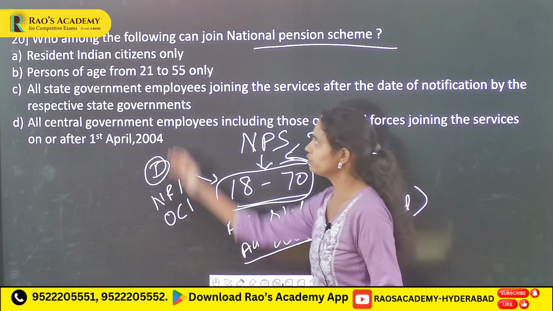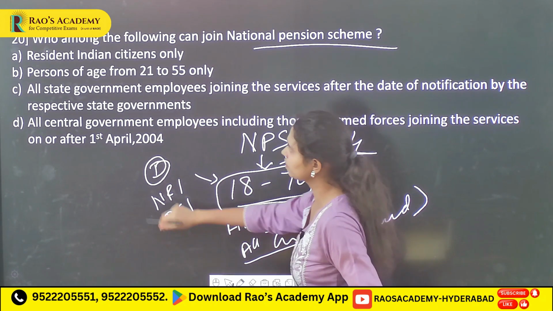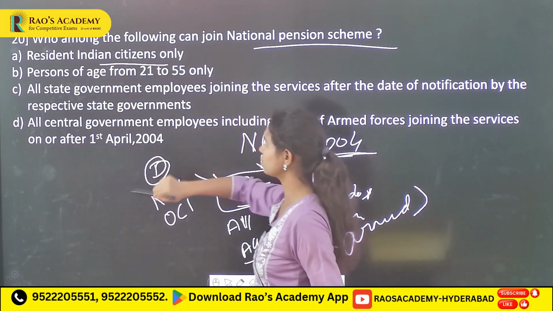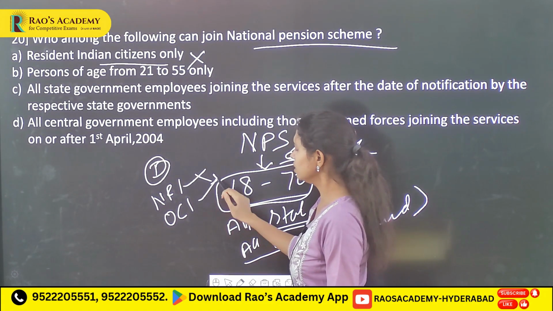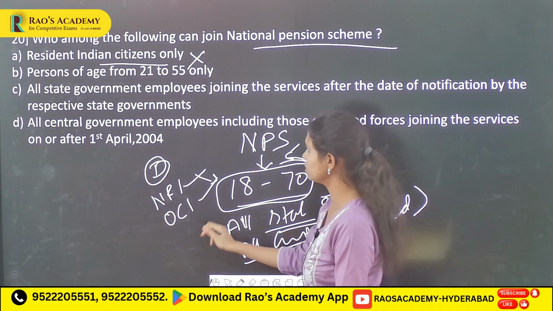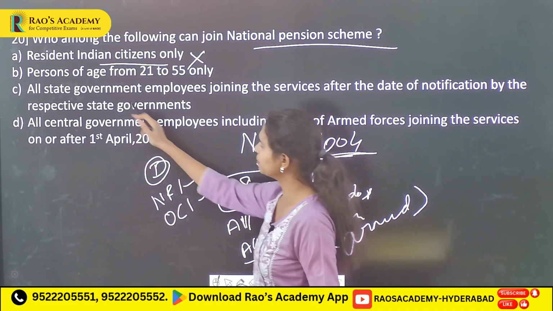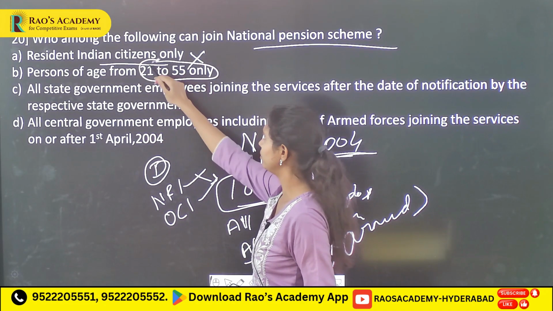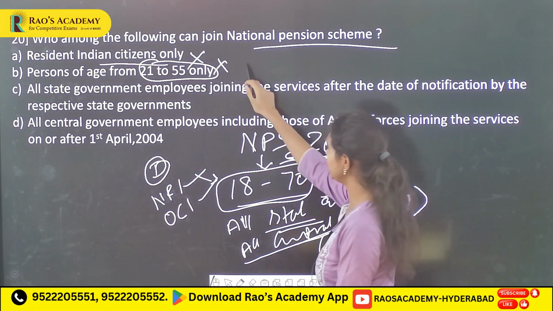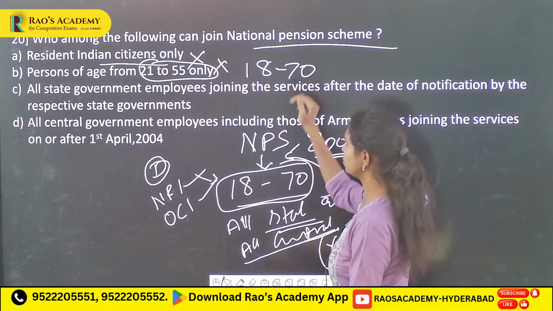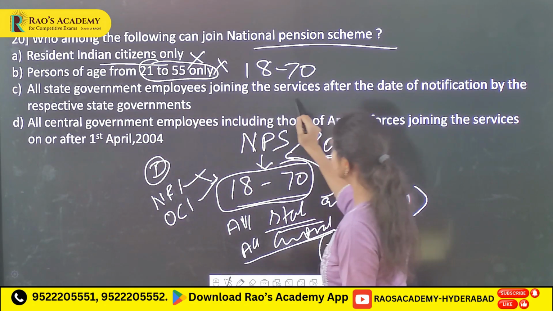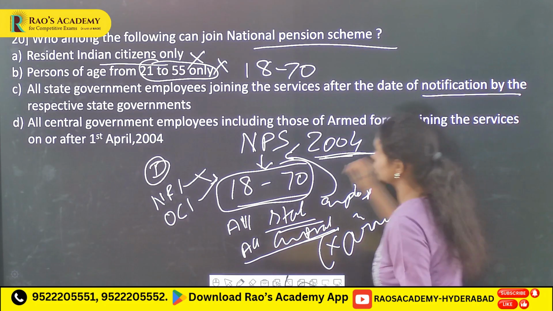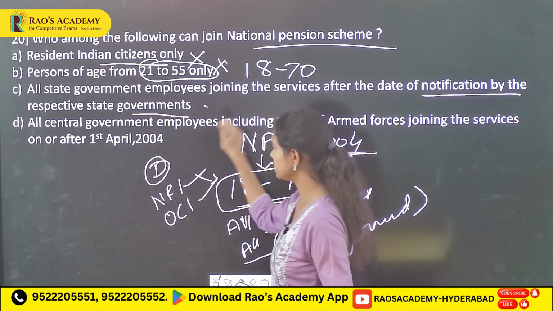So if you see the different statements, the first one says resident Indian citizens only. It is not resident Indian citizens only; it includes the NRIs as well as overseas citizens of India. Then followed by persons of age 21 to 55. It is not 21 to 55, it is actually 18 to 70 years of age. Then followed by all state government employees joining the services after the date of notification by the respective state governments. It is a correct one.